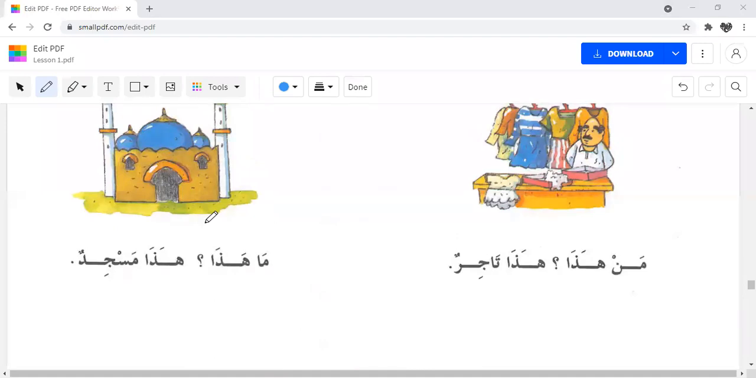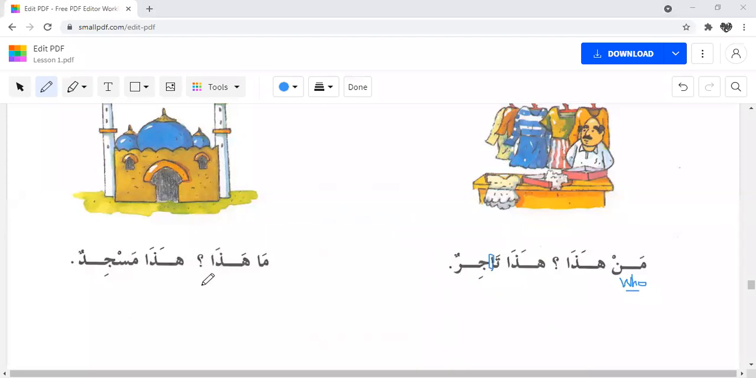Nasreen, can you please read? Man hada, what is this? Man is who. Who is this? Hada tajirun. This is a merchant. Yes, and when we read it, there's an alif here, so hada tajirun. Okay? Tajirun. Okay, thank you.